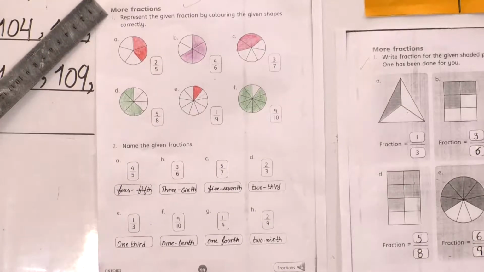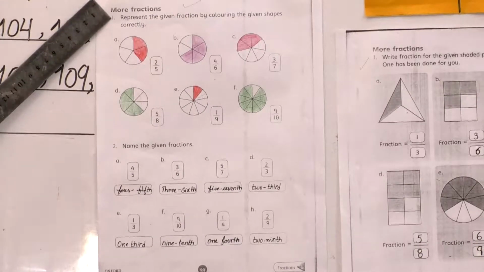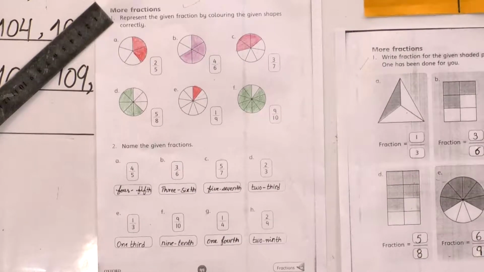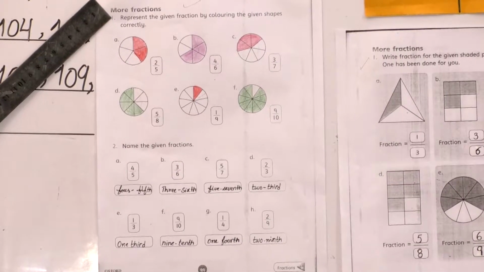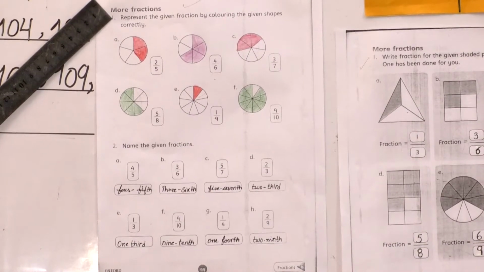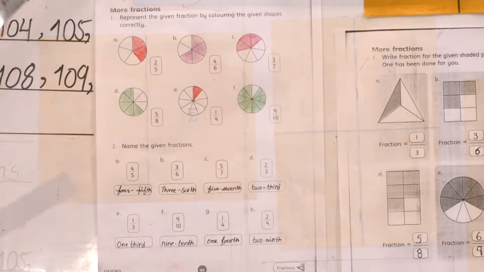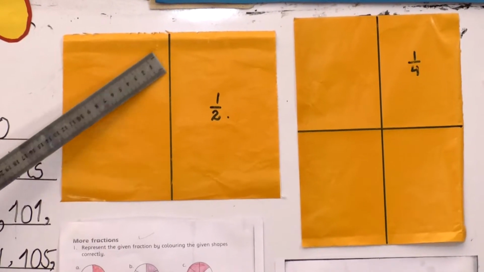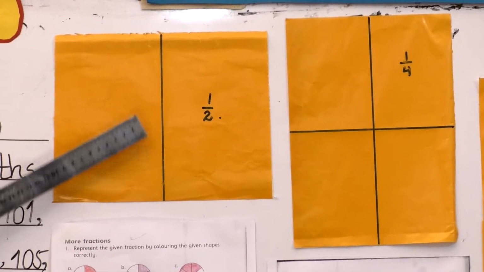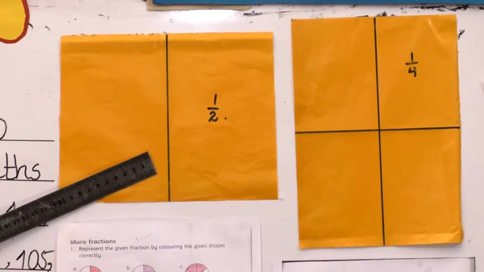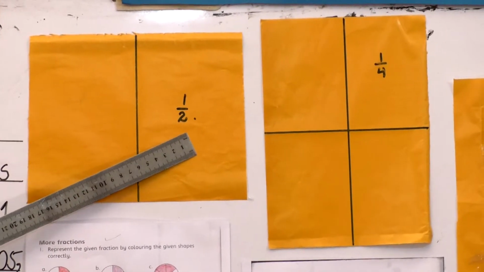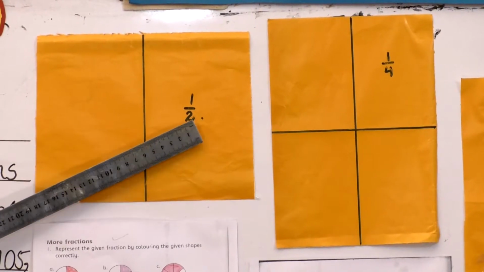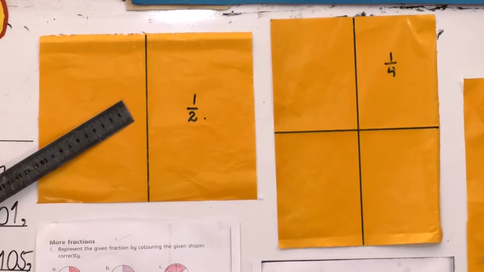Page number 99, fractions. Okay, let me first tell you what is the meaning of fraction. Fraction means a part or portion of whole. I have a piece of paper and I have divided it into two equal parts. When I divide it into two equal parts, each part becomes half part of that paper. So this half part is the portion of that whole part.